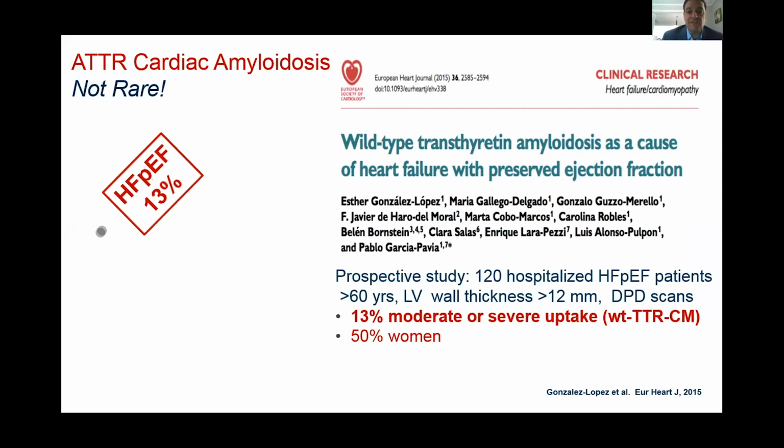This is a nice study out of Spain where they looked at 120 hospitalized patients with acute on chronic heart failure with preserved ejection fraction over the age of 60 with a wall thickness greater than 12 millimeters. What they found, what they consented them to was a DPD scan, a nuclear scan that can be quite specific for TTR in the right context. And 13% of these patients had moderate or severe uptake, and all of their genetic testing was normal. So basically, 13% of this population had wild-type ATTR cardiomyopathy. Interestingly, in this paper, 50% were women.